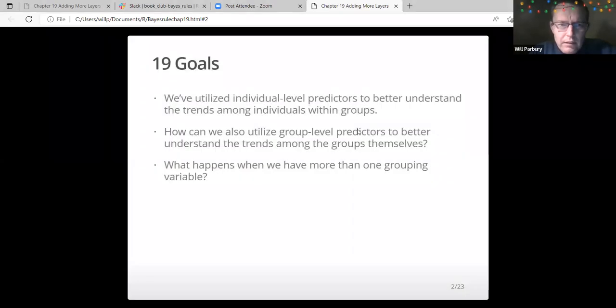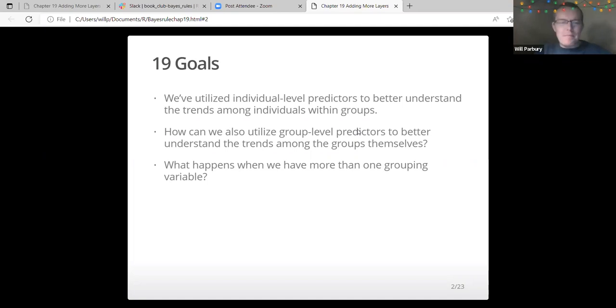Is that gonna work? Oh, there we go. Okay, so yeah, the goals for this are, we've utilized individual level predictors to better understand the trends among individuals within groups. How can we also utilize group level predictors to better understand the trends among groups themselves? And also, what happens when we have more than one grouping variable?